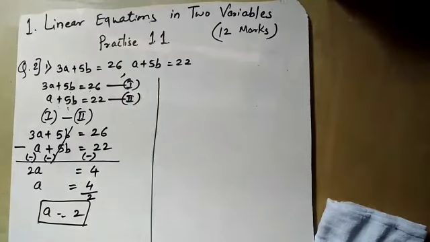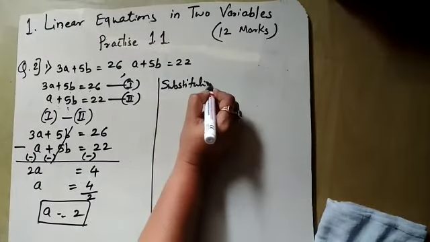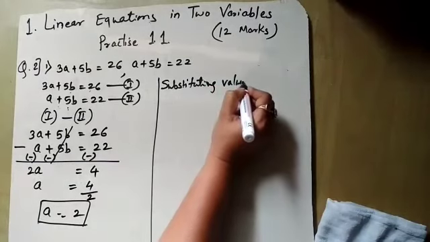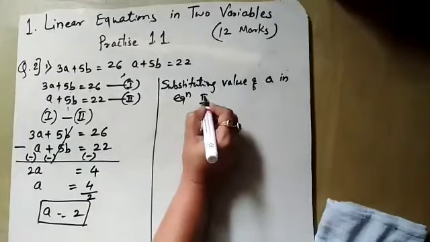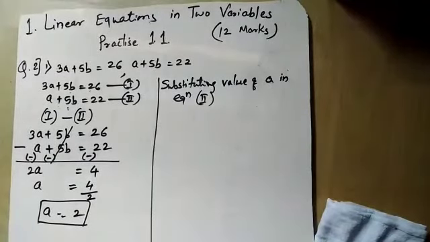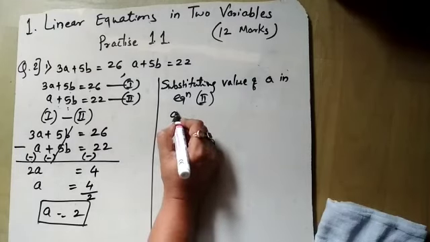Now once we got the value of one variable, the next step is substituting that value in any of the equations. Now I will substitute this value in equation number 2. So I will write here, substituting value of a in equation 2. You can substitute in 1 also. In any equation you can substitute, the answer is going to come the same. So that will not have any issue. Whichever equation you feel is easy, in that equation you substitute the value to avoid mistakes.